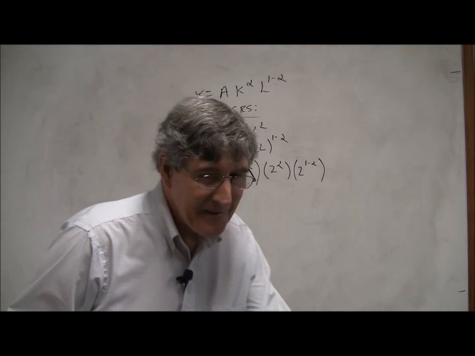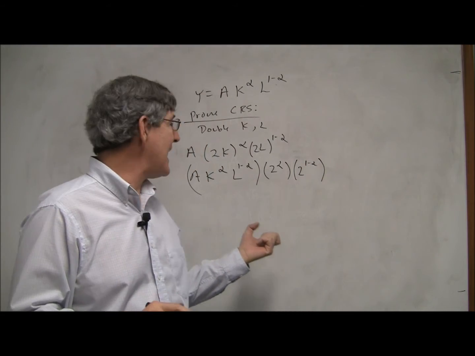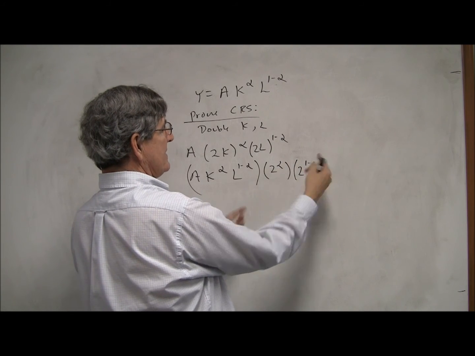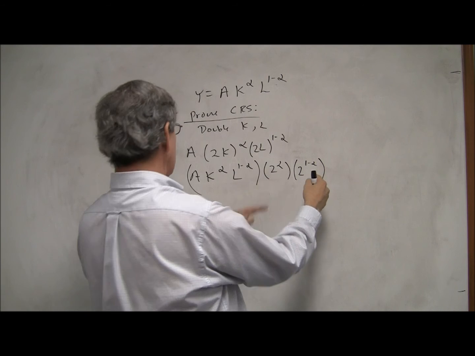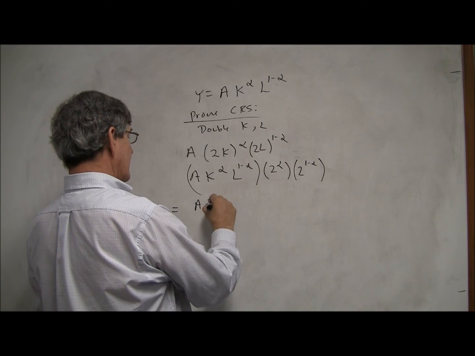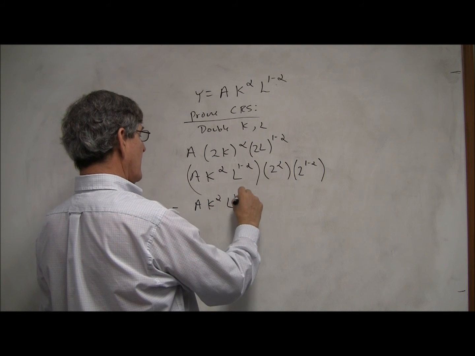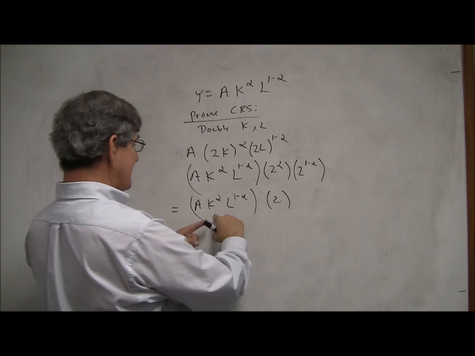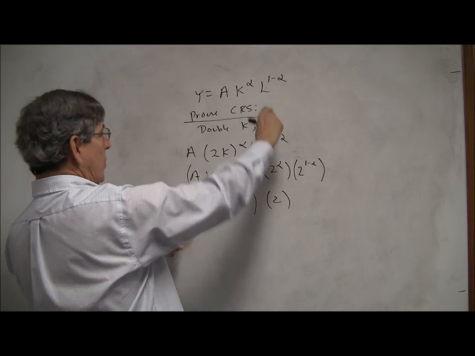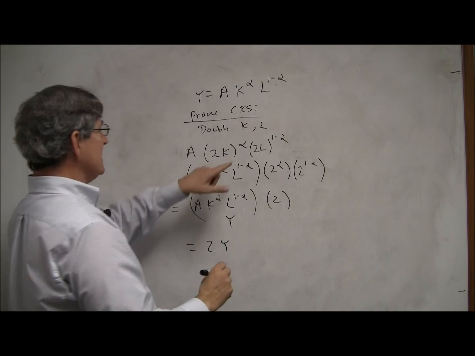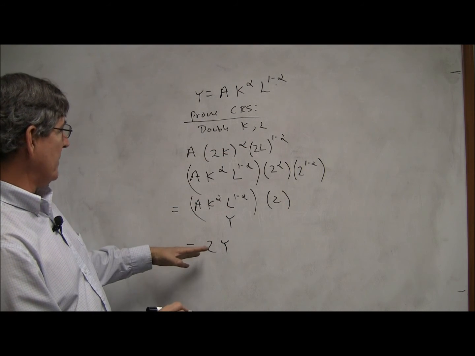Now, do you remember from algebra, like bases add the exponents? Alpha and 1 minus alpha is 1. This is 2 to the 1, or 2. So this is equal to A K to the alpha, L to the 1 minus alpha, times 2. But what's this? That's just Y. So this equals 2Y. So I double the inputs, I double the outputs.